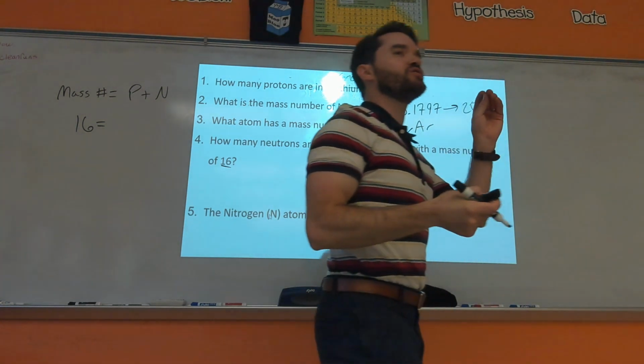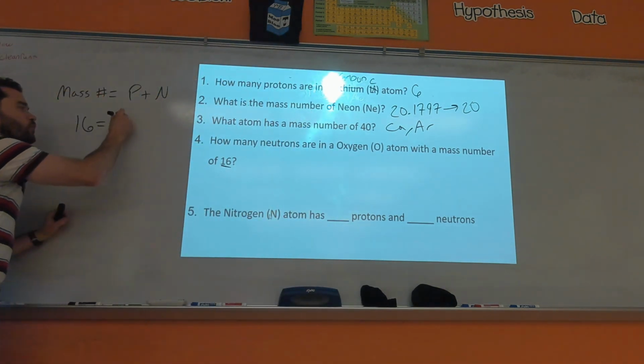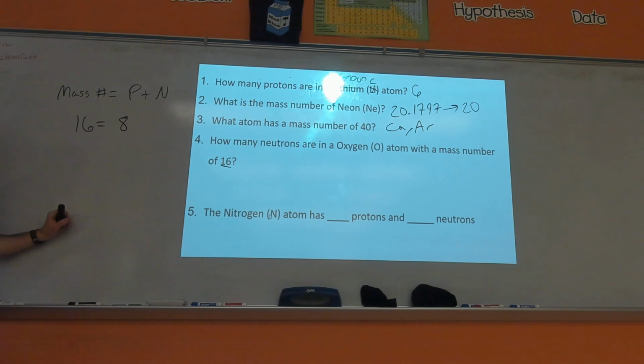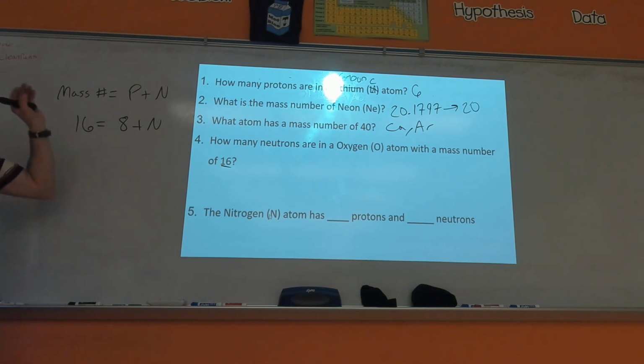The number of protons always stays. So as soon as I said oxygen, you know what P is, because oxygen always has 8 protons. Then we can solve for N by doing basic algebra. To get N by itself, subtract 8 from both sides, and you get 8 equals the number of neutrons. Okay.